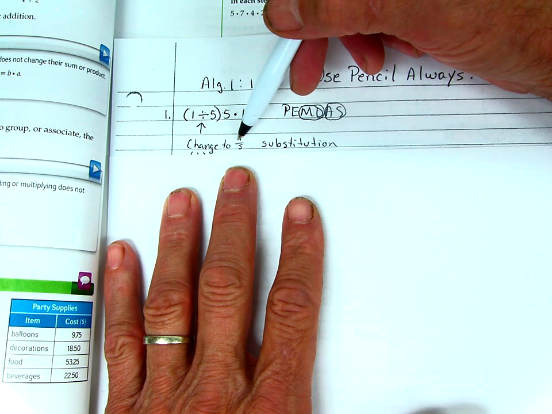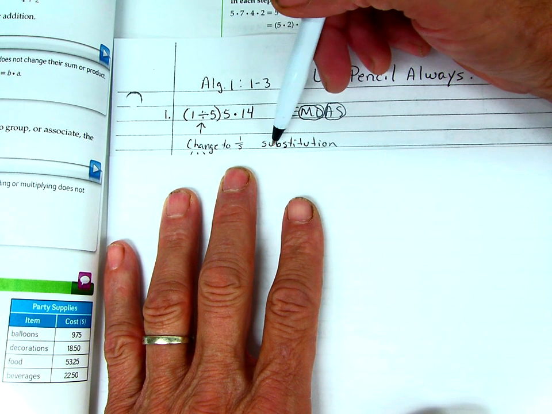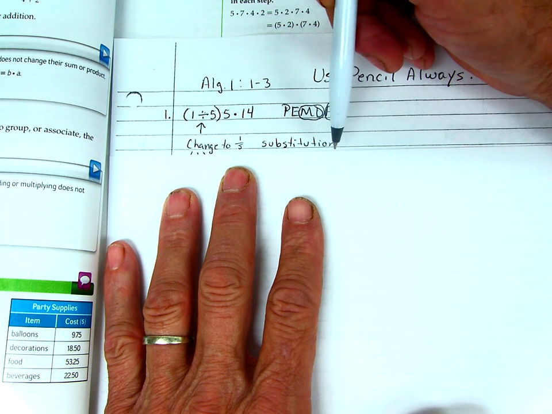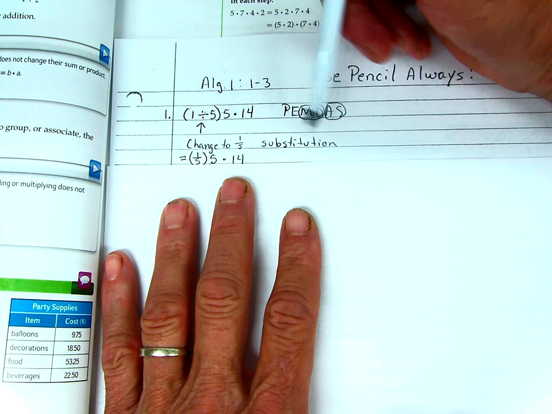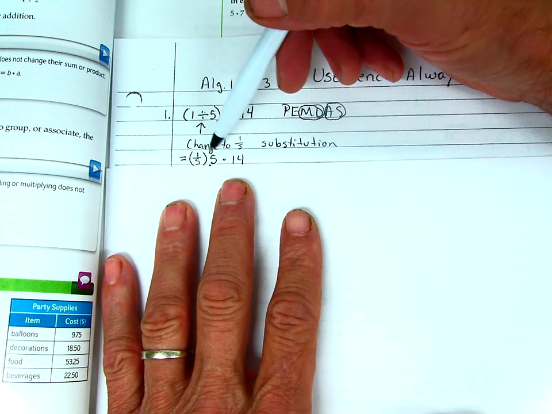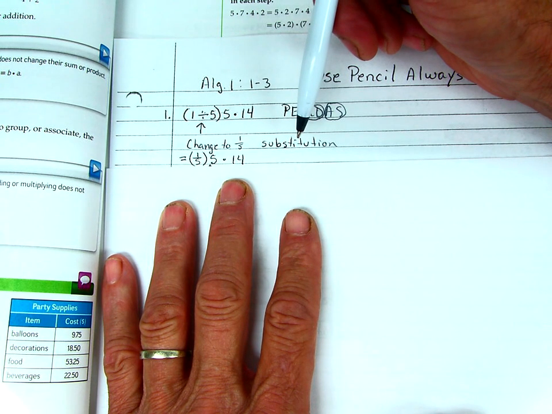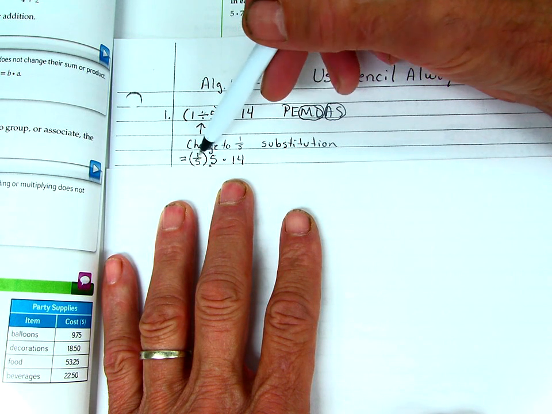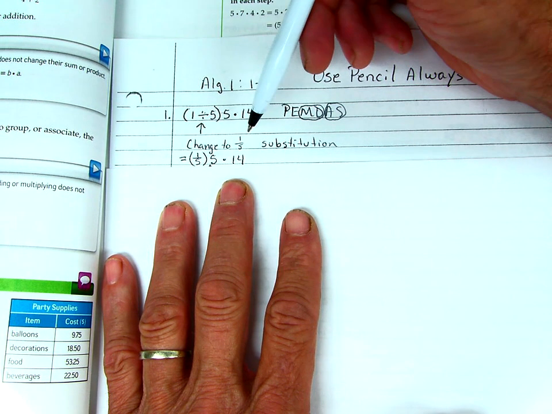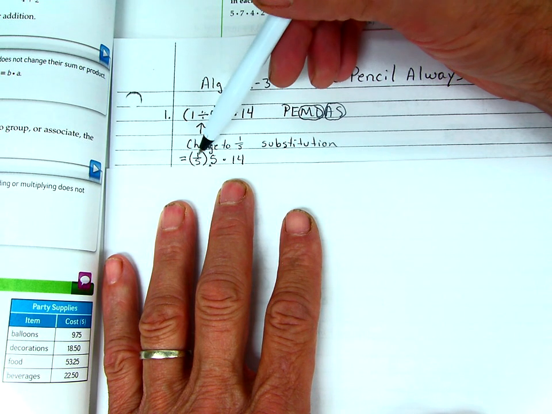No, I didn't complete the math process here. I wrote it in a different form. That can be called substitution as well. And here's what I end up with: 1 over 5 times 5 times 14. Yes, there's still parentheses here, but there is no math to do on the inside here. And so we go to our next step.